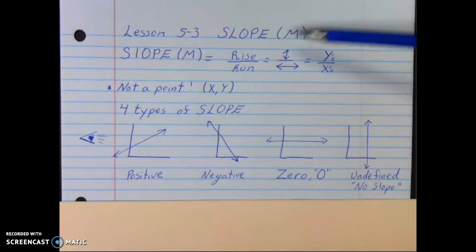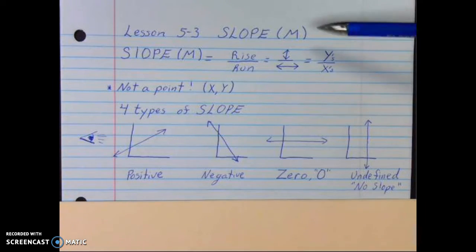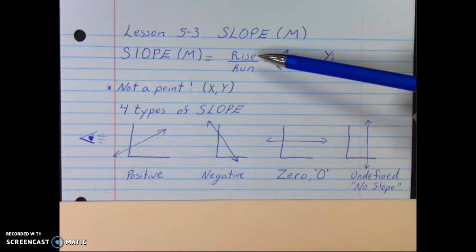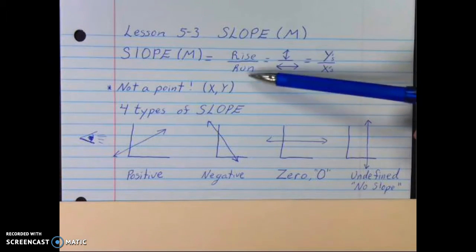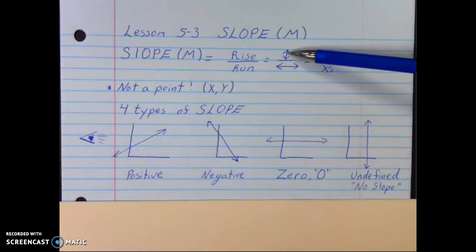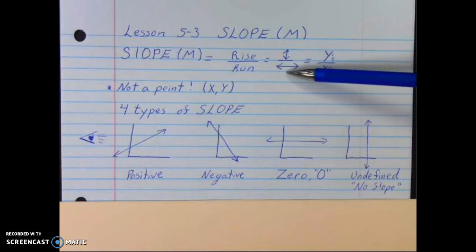Well, first of all, the letter that we use for slope is the letter M. S was already taken. And what is slope? Well, slope is the directions. So it's what we call the rise, which is up and down, over the run, which is side to side. That's why I have these two little arrows. So the rise is up and down, and the run is side to side.